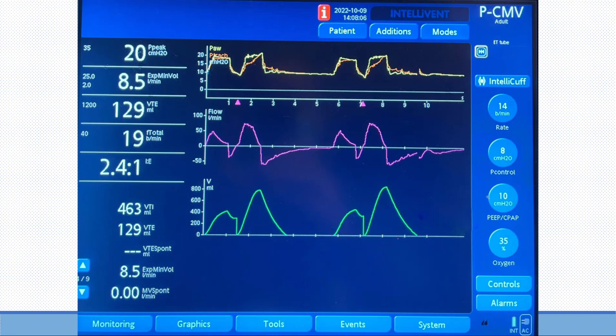I hope I was able to give you a clearer idea of reverse triggering compared to double triggering.